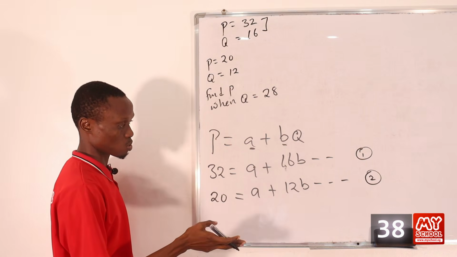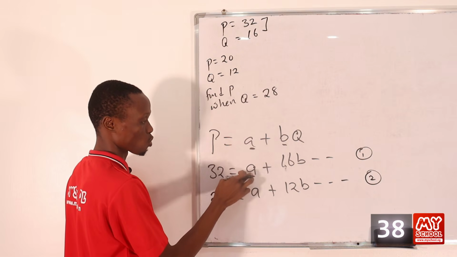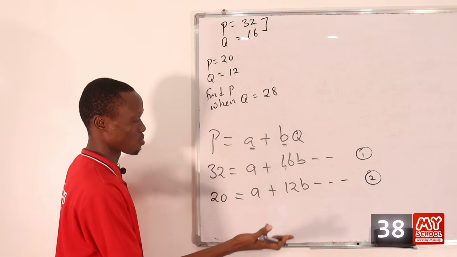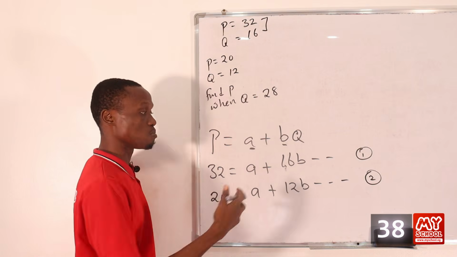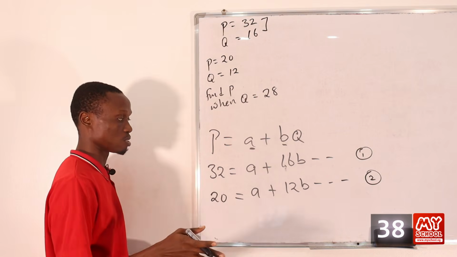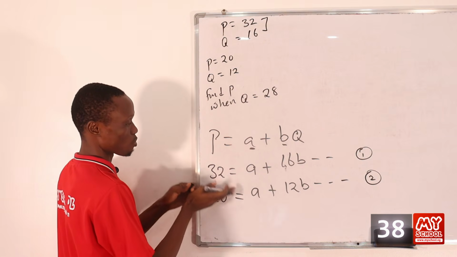Here we are going to use the elimination method, because in the first equation the coefficient of A is 1, and in the second equation the coefficient of A is also 1. If the coefficients are not the same, you can make them the same, but since they are already the same, there's no need. So we are going to subtract equation 2 from equation 1.